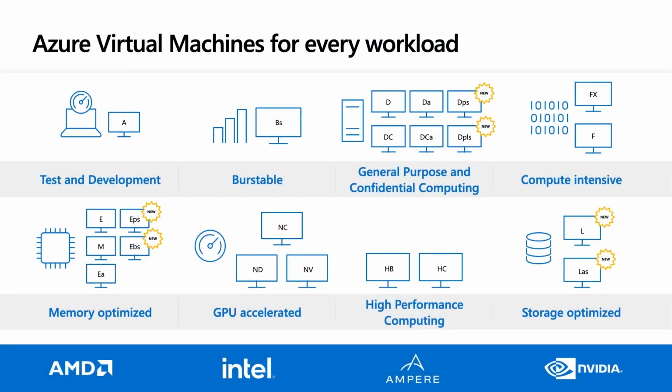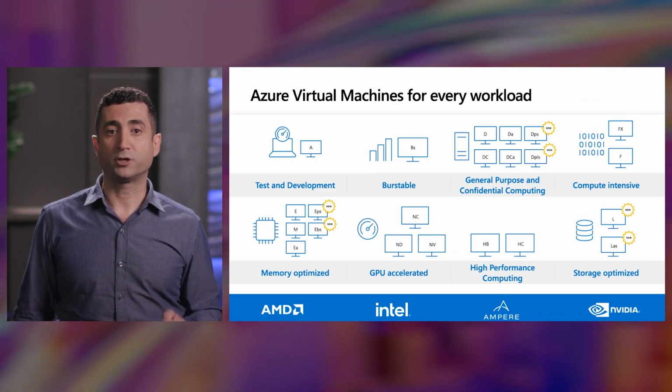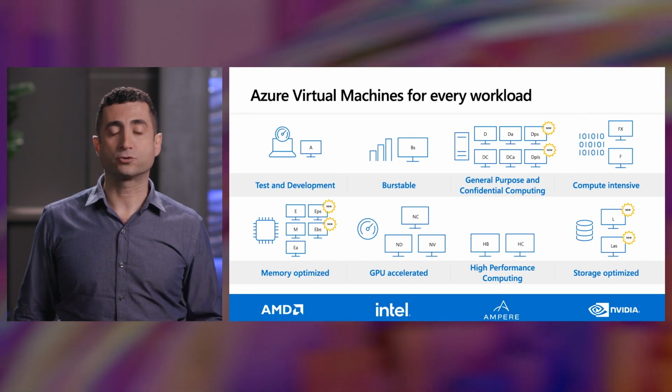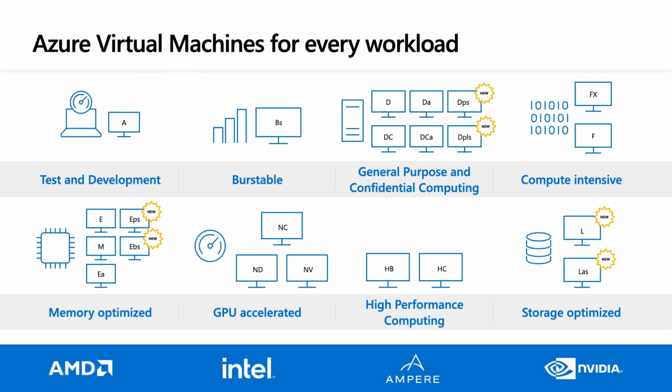Azure offers a wide range of virtual machine types designed for the applications you create and the workloads that power your business. A-series machines help you get started with development and test environments at an affordable price. B-series burstable VMs give you performance when you need it and lower your costs when you don't. And you can find in the D, E, and F series a family of general-purpose, memory-optimized, compute-intensive, and confidential computing VMs that fit the needs of most enterprise workloads, while the L series is optimized for storage-heavy workloads. And of course, the N series provides GPU acceleration for AI and visualization workloads, while the H series can tackle the most demanding high-performance computing applications.